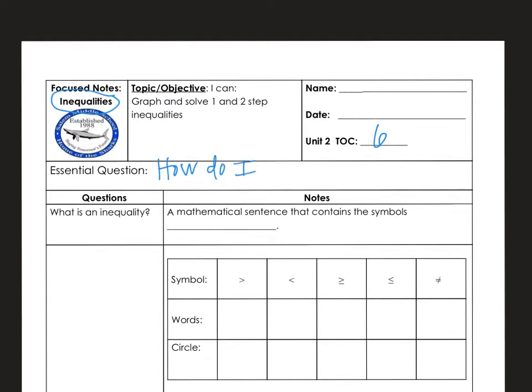how do I graph and solve, let's just keep it short and sweet, inequalities?